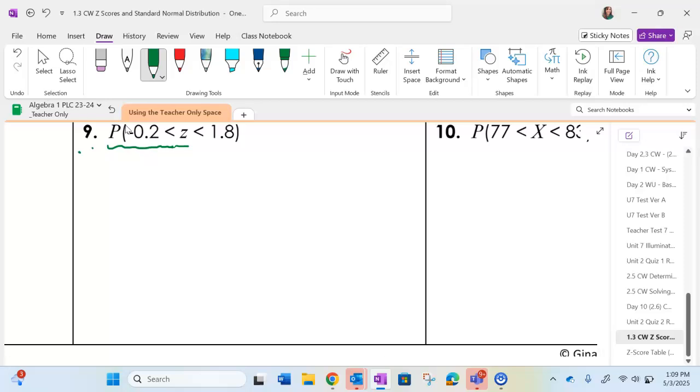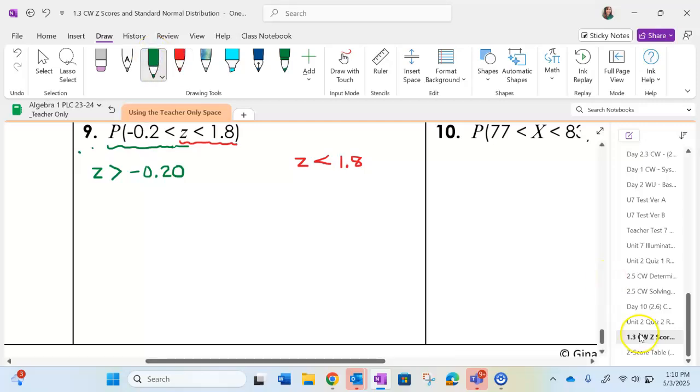Now I have to read this one backwards. Z is greater than negative 0.2. And I'm going to go ahead and put that 0 here. So this is a greater than symbol, because I'm only doing this half. Because we have 2 parts, we're going to do the 2 halves. Now over here, I'm going to do this half, where z is less than 1.8. All right, we'll start with this side.